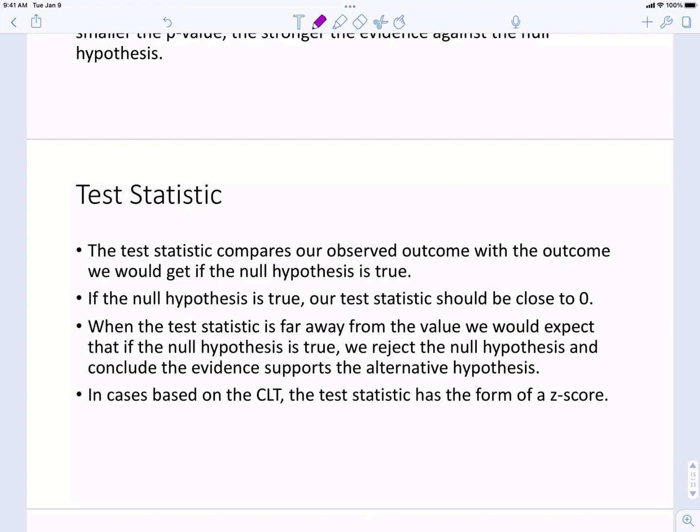Okay. In every problem, there's something called a test statistic, which I said we were going to compute with technology. So the test statistic compares our observed outcome, what we found in our study, with the outcome we would get if the null hypothesis was true. So if the null hypothesis is true, our test statistic should be close to 0. And when the test statistic is far away from the value we would expect if the null hypothesis is true, then we would reject the null hypothesis, and we would believe that the alternative is supported. So in cases where the test is based on the central limit theorem, like the cases that we're going to talk about today, the test statistic you can think of is in the form of a z-score.